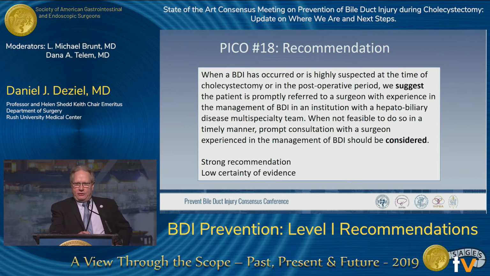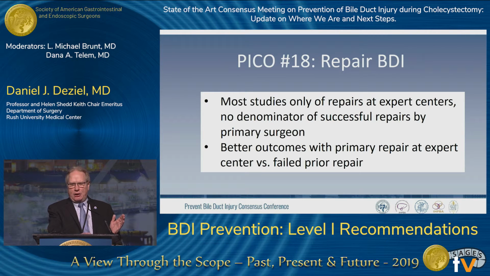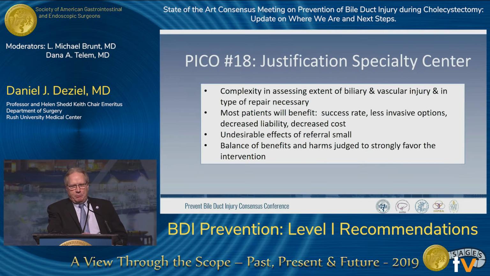This is a summary of the literature reviewed. Case series, not sufficient for meta-analyses. Most studies are hampered by the fact that there is no denominator for the number of patients that may have had successful repair at the index institution, but they repeatedly demonstrate better outcomes with primary repair at an expert center compared to patients who've had a failed repair elsewhere. So the justification for this recommendation is based on the complexity in assessing the extent of these injuries and potentially in the complexity of repair. And it is felt that most patients will benefit from expert referral, and that compared to the limited undesirable effects, the balance of benefits would strongly favor the intervention, i.e.